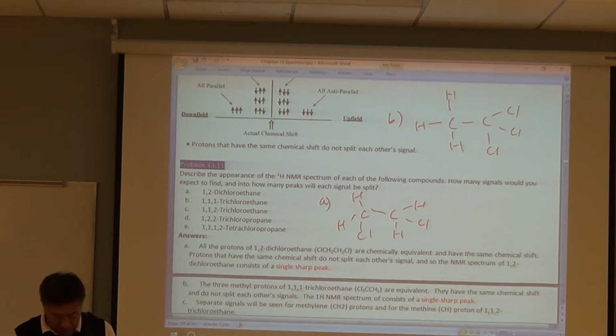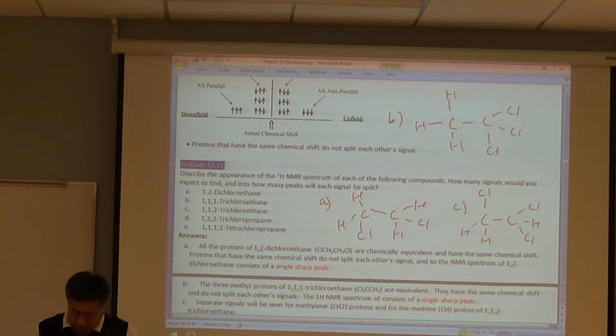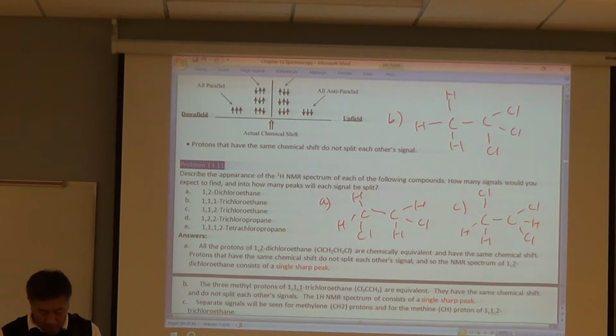So I think the C is the same. So this C is the same. C is 1,1,2-trichloroethane, and you will have this. Okay. Now let's identify how many H there are and what the splitting pattern is.